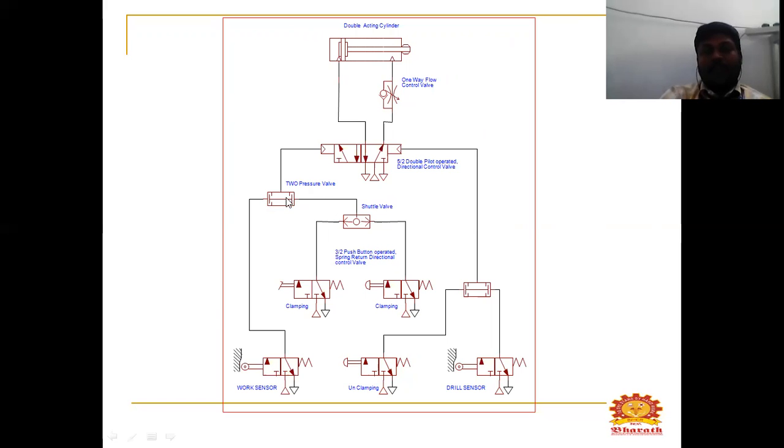With the shuttle valve, you will have two pressure valves, and after that you actuate the cylinder for clamping, and when you release the unclamping switch, it will normally stay clamped. Otherwise, it will be in the normal clamped position. If you unclamp with the 3x2 valve, it will automatically use this one. And this is a work sensor, and this is used for your drill sensor. According to your requirement, you can shift all these things.